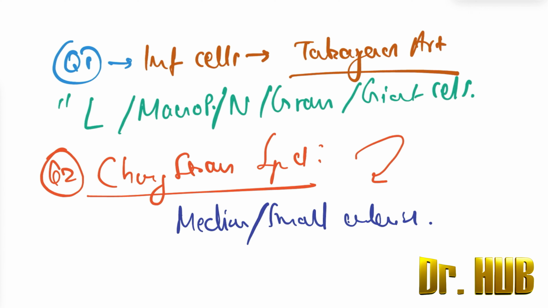So let's recap. In question 1, we asked about the inflammatory cells in Takayasu arteritis. They are the lymphocytes, macrophages, neutrophils, and the granulomas and the giant cells. And in case of Churg-Strauss syndrome, the vessels involved are the medium and the small sized arteries. So this was about the important vasculitis and their features.